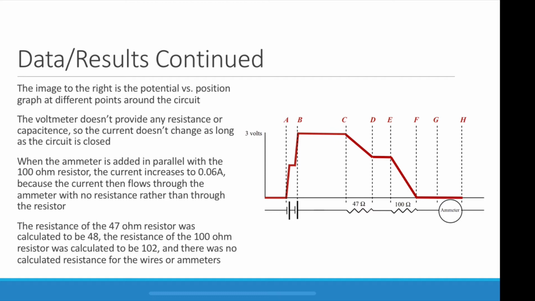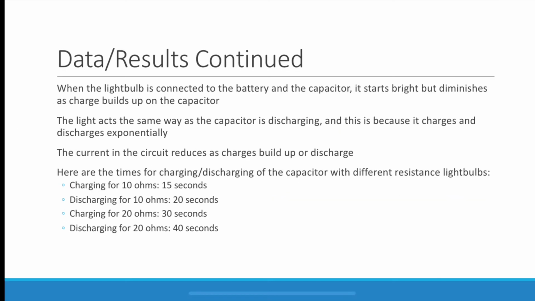Since the voltmeter doesn't provide any resistance or capacitance, the current doesn't change as long as the circuit's closed. When the ammeter was added in parallel, the current increases because the current then flows through the ammeter with no resistance rather than through the resistor. And as I mentioned earlier, the resistance of the 47 ohm resistor was 48. For the 100 ohm resistor, it was 102, and it was 0 for anything else.